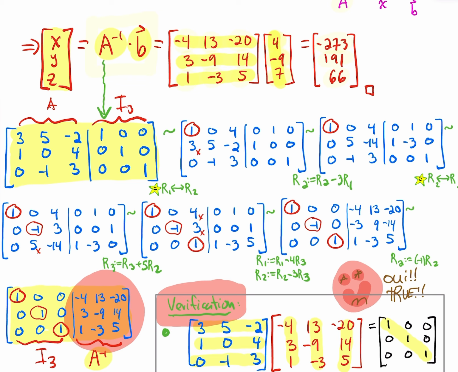So if you take the B matrix, the column matrix, and you compute minus 4 times 4, 13 times minus 9 plus minus 20 times 7, verify that you get minus 273. And then on the second row, 3 times 4 plus minus 9 times 9 plus 14 times 7, verify that you get 191. And then finally, 1 times 4 plus minus 3 times minus 9 plus 5 times 7, verify that you get 66, and that's your unique solution.